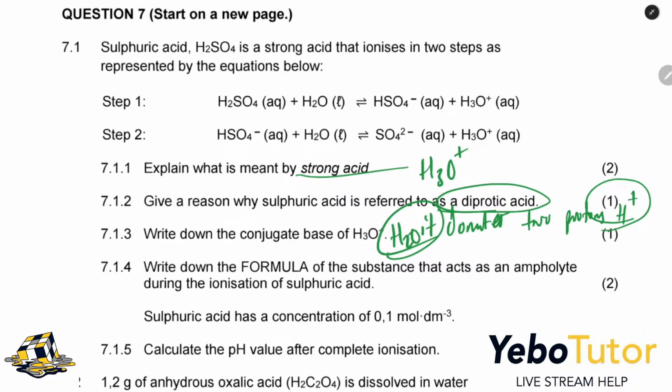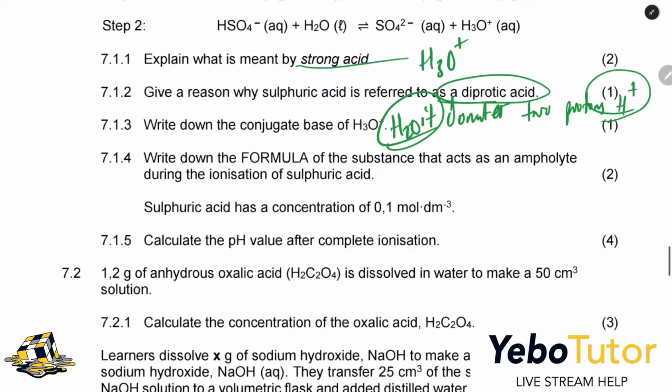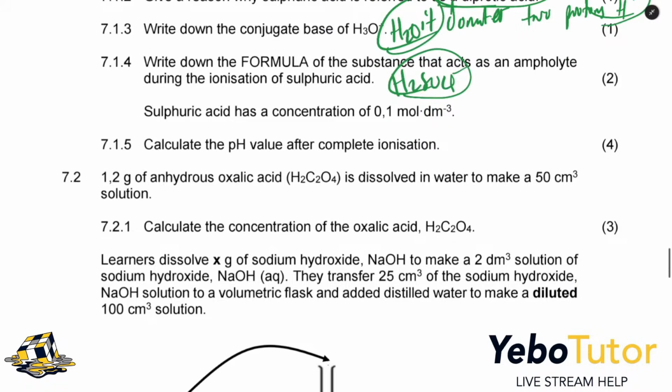Write down the formula of the substance that acts as an ampholyte. We can always know that in order for us to ionize this, it's going to be your H2SO4 in this instance, because that's what's going to act as an ampholyte. An ampholyte is something that can act both as an acid as well as a base. So that is a proper one as well, so we can choose that one to be our answer over there. Now calculate the pH value after the complete ionization.